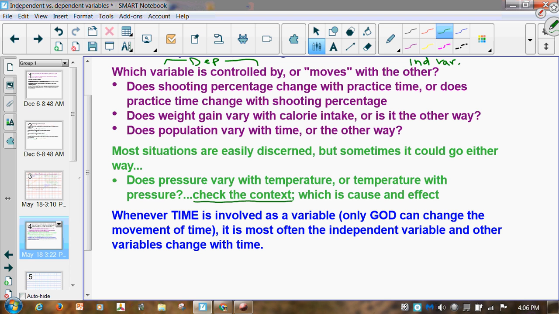Okay. One final thing: whenever you're looking at an experiment or collected data to analyze where time is involved as a variable, and we know only God can change the movement of time, so time marches on and it's always moving forward, it is most often the independent variable. Time is most often the independent variable, and other things are changing with time. Okay. Well, that concludes this analysis.